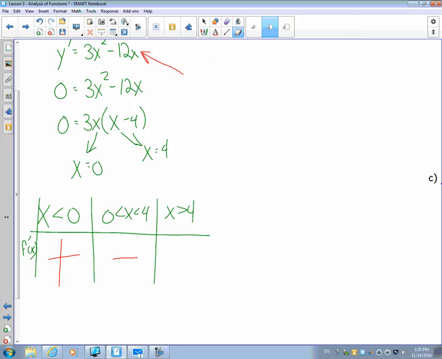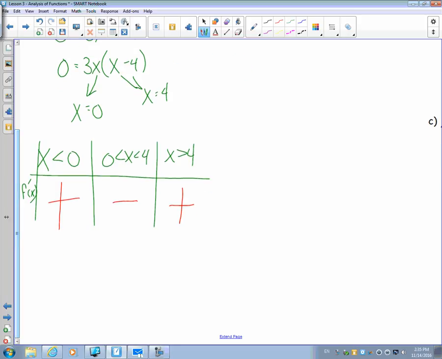And if I try the third one, something bigger than 4, let's try 5. 3 times 5 squared minus 12 times 5 gives me 15. In other words, a positive. Well, what have I figured out? I figured out my function goes up, then down, down, and up. So I've got a max and then a min. My max is 0 and something. My min is 4 and something.